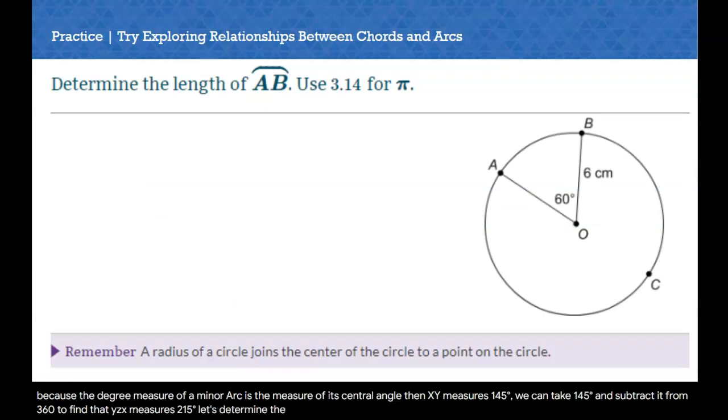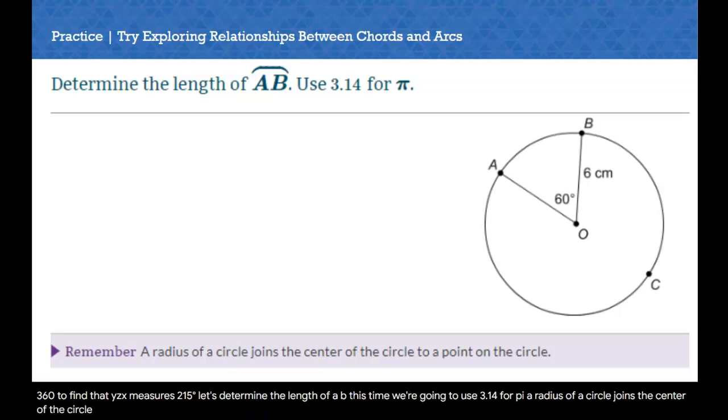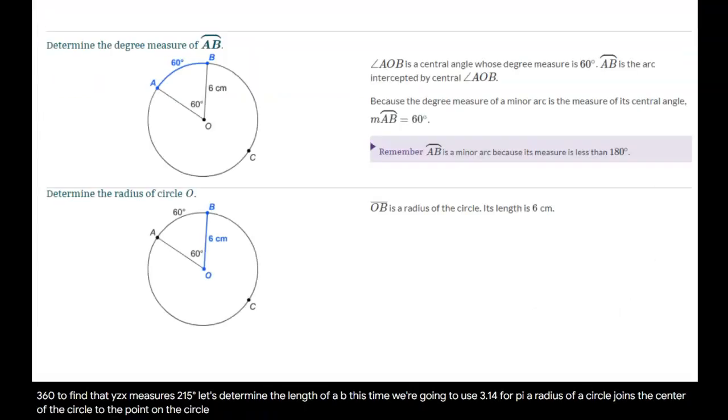Let's determine the length of arc AB. This time we're going to use 3.14 for pi. A radius of a circle joins the center of the circle to a point on the circle. Angle AOB is a central angle whose degree measure is 60 degrees. Arc AB is the arc intercepted by the central angle. Therefore, the measure of arc AB is 60 degrees, and angle AOB is 60 degrees as well.